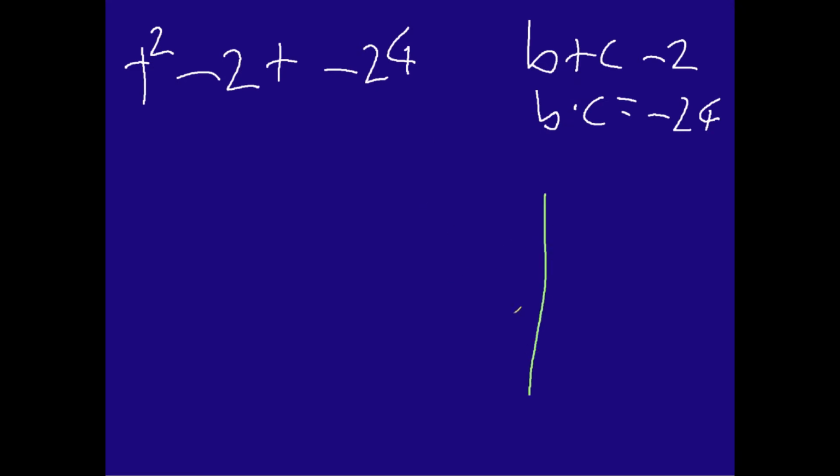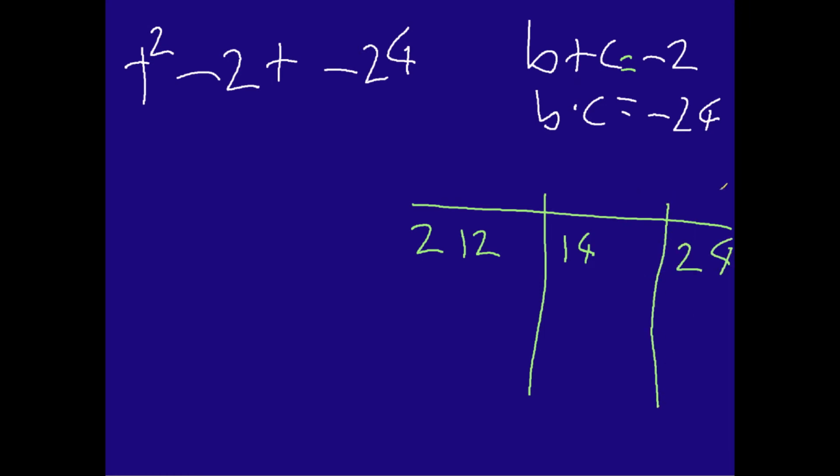So why don't we start with 2 and 12. So 2 plus 12 is going to be 14, and 2 times 12 is going to be 24. This does not work. So what if I do a negative sign here? How about 2 and negative 12? So this will give me negative 10 when I add them together, the sum, and this will give me negative 24. So the second thing is satisfied, but I need a negative 2 for the top one.